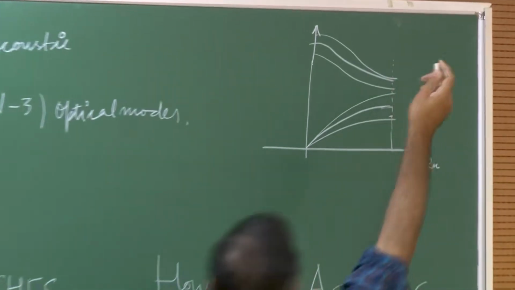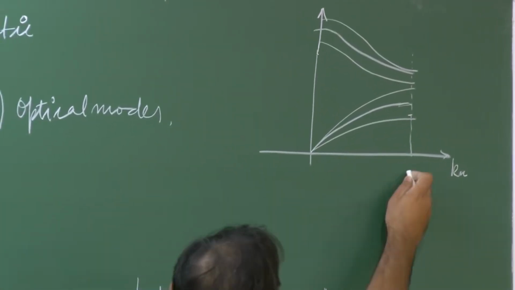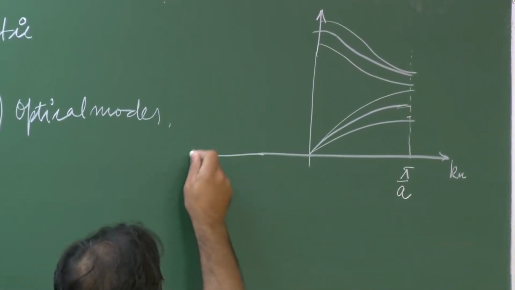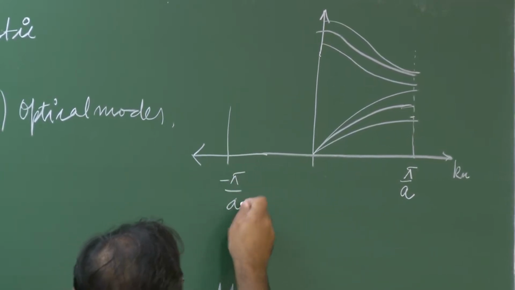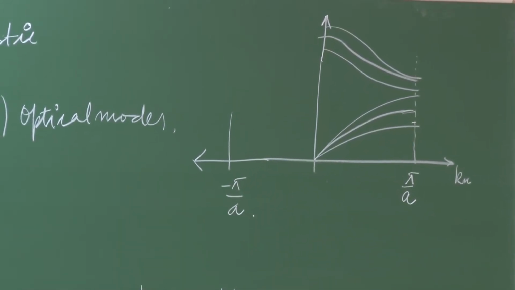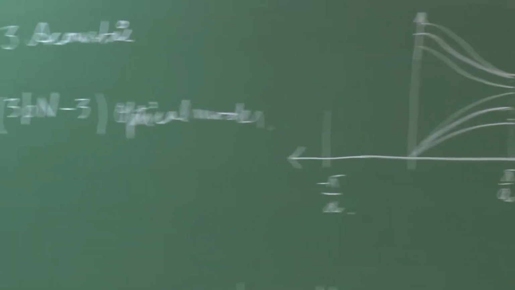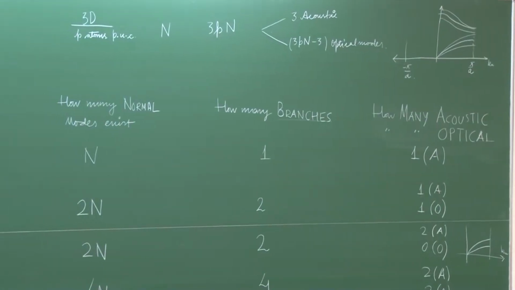I'm drawing only 3. You can draw, and of course you have to have a mirror image of it here in the negative half of the Brillouin zone, right? So I hope you will remember this. Total number of modes in a 3D solid is 3N. So we'll keep this picture.